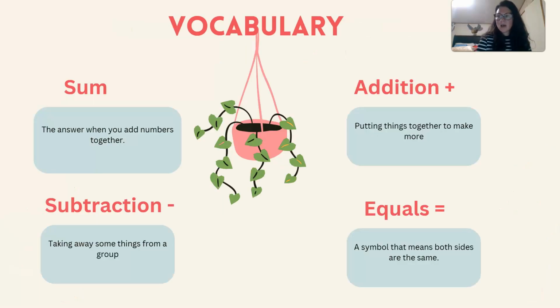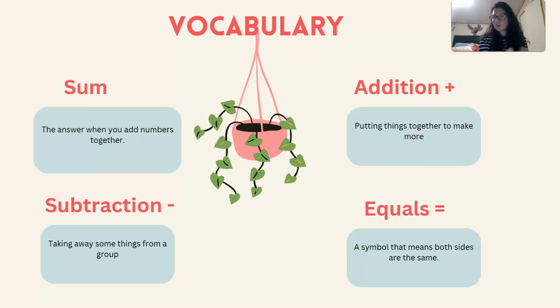And I'm going to tell you about the vocabulary that we're going to learn today. So this vocabulary pertains to the math lesson, addition and subtraction. So the first word that we're going to talk about today is sum. Sum is the answer. That's what the answer is called when you add two numbers together. So addition is putting things together to make more. You're combining things. And the combination of those things is called the sum. Subtraction is when you're taking things away from the group.